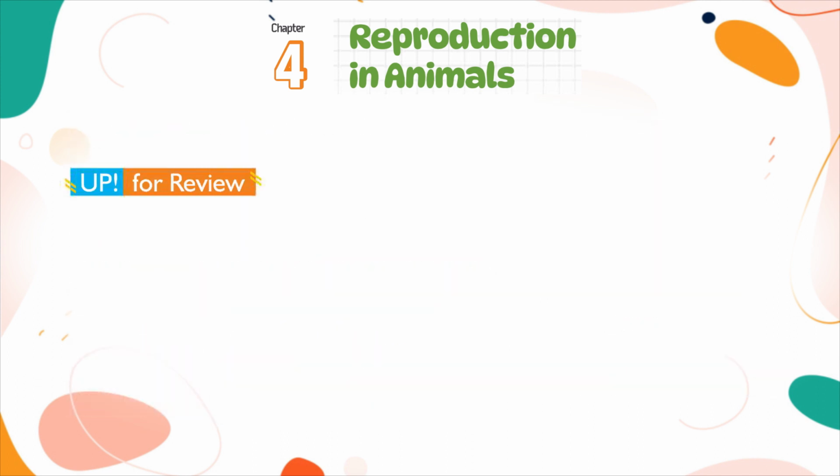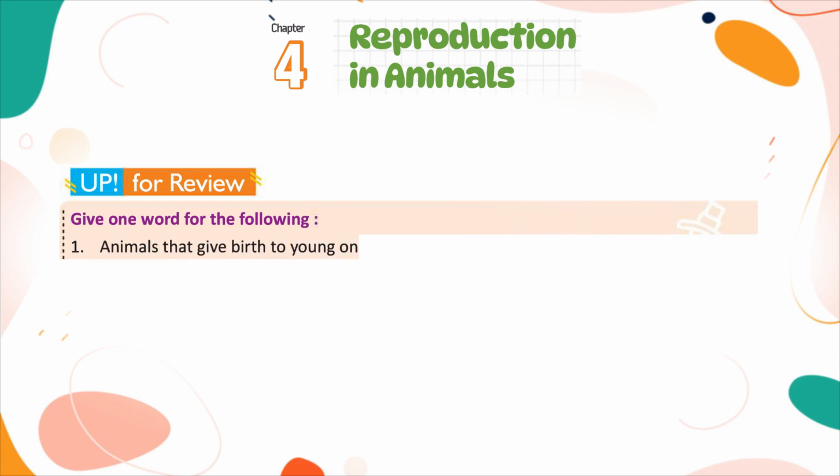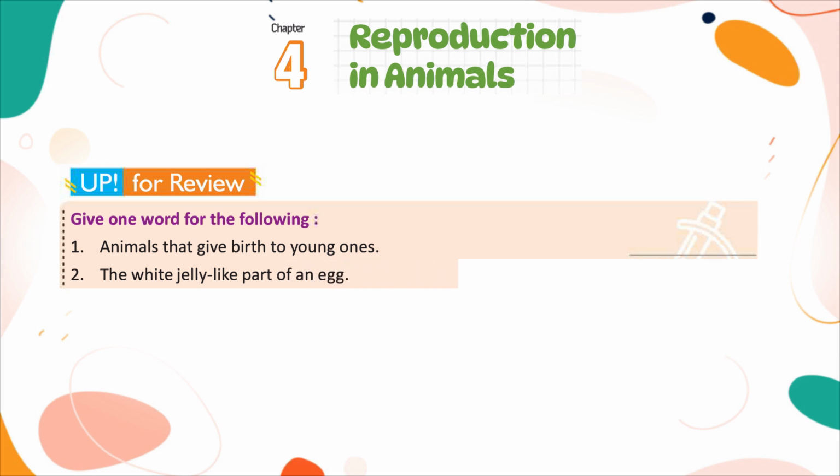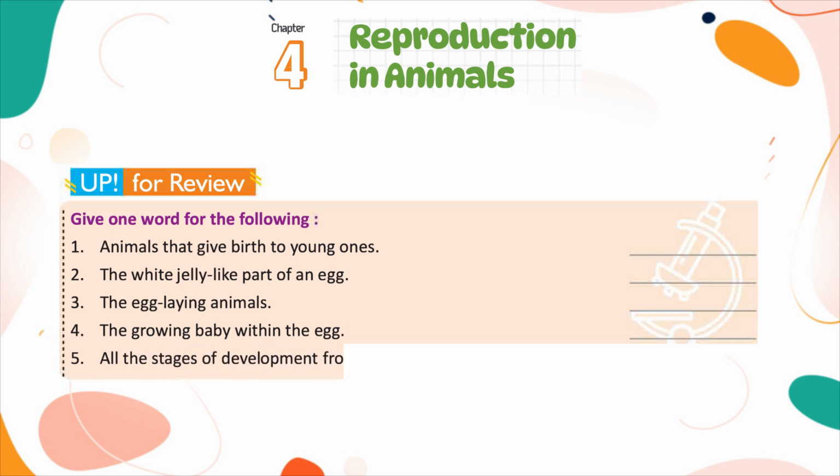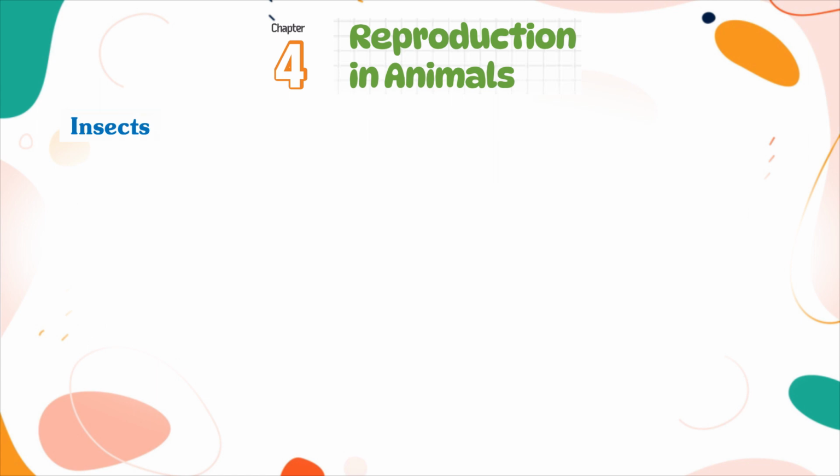Up for review. Give one word for the following. Number 1. Animals that give birth to young ones. Number 2. The white, jelly like part of an egg. Number 3. The egg laying animals. Number 4. The growing baby within the egg. Number 5. All the stages of development from birth till maturity.